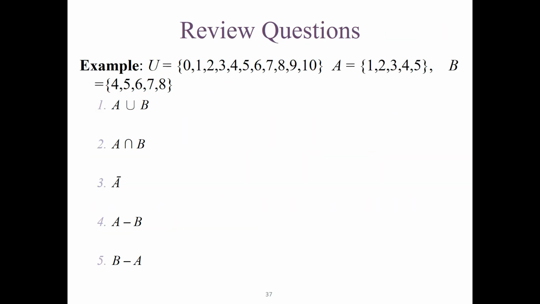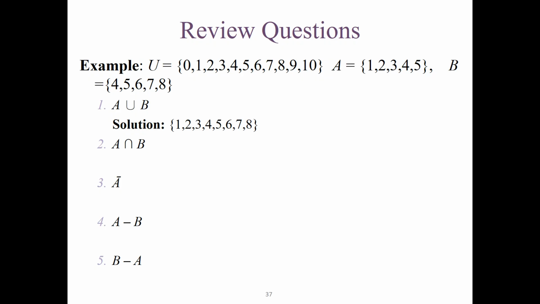Okay, just a few easy examples to review the definition of these operations. If the universal set is 0, 1, 2 to 10, and A is the set 1 to 5, and B is the set 4 to 8, then the union of A and B, remember, is x in A or x in B. It can appear in both set A and set B, so the union is 1, 2, 3, 4 to 8.